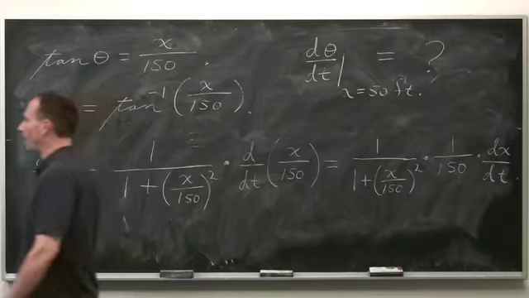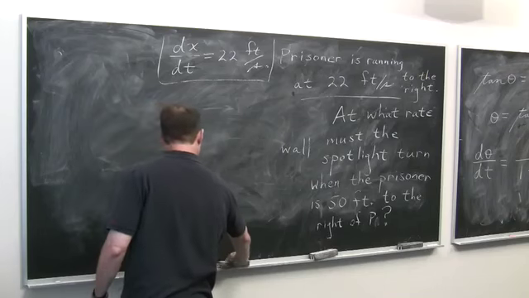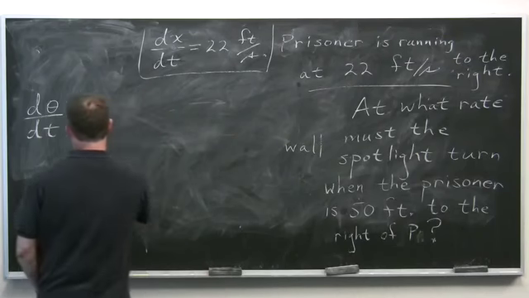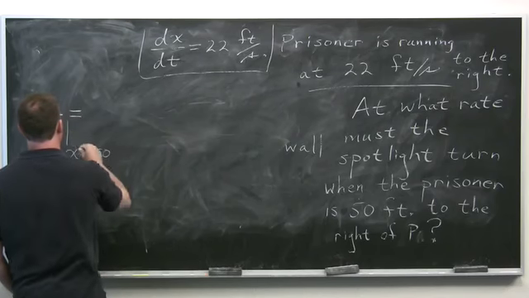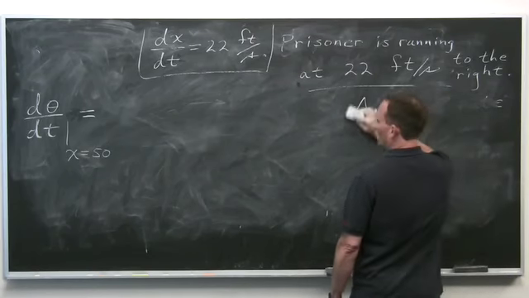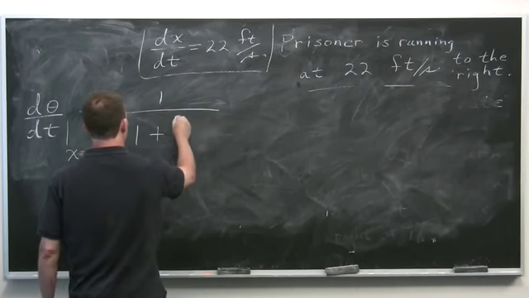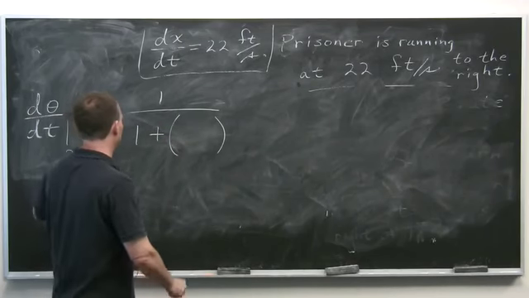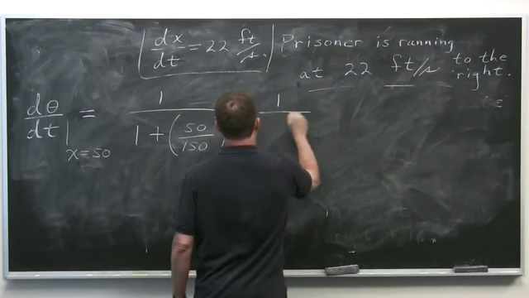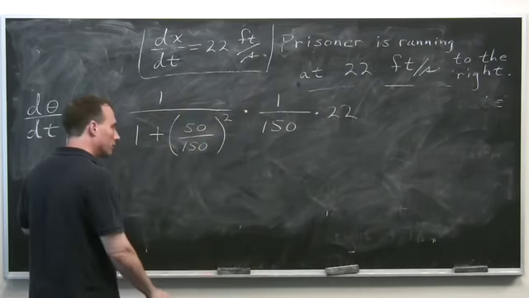And so the d theta/dt that we're after, I don't need my picture anymore. We're after d theta/dt, the rate at which that angle is changing, but we only care when x is 50. I'm going to drop the units. This will be in radians per second. When x is 50, what we just found is we get 1 over 1 plus (x over 150) squared, but we only care about this when x is 50, so it's (50 over 150) squared, times the 1 over 150, times dx/dt, which is 22. All of this will come out in radians per second.